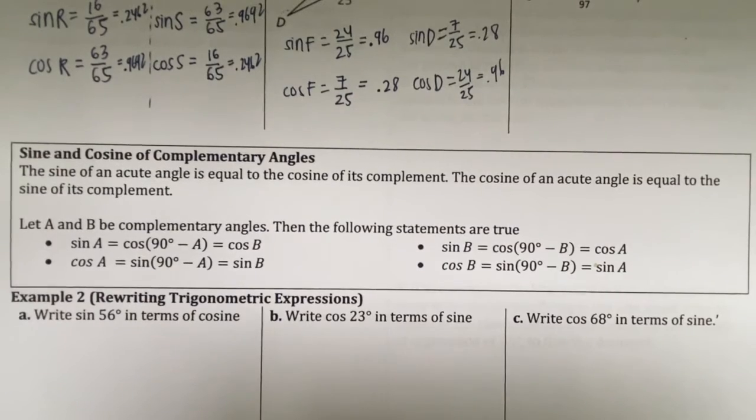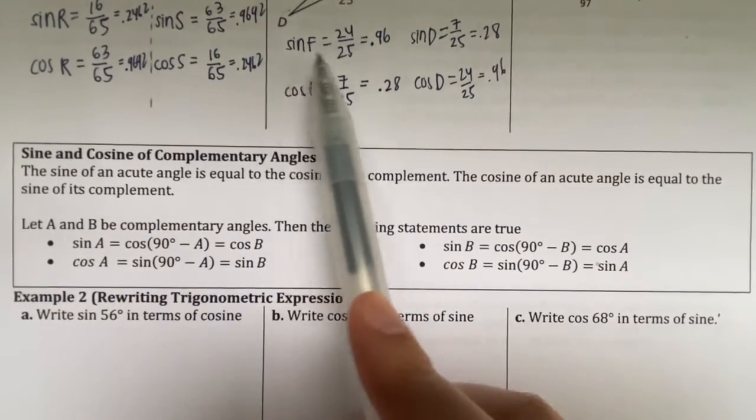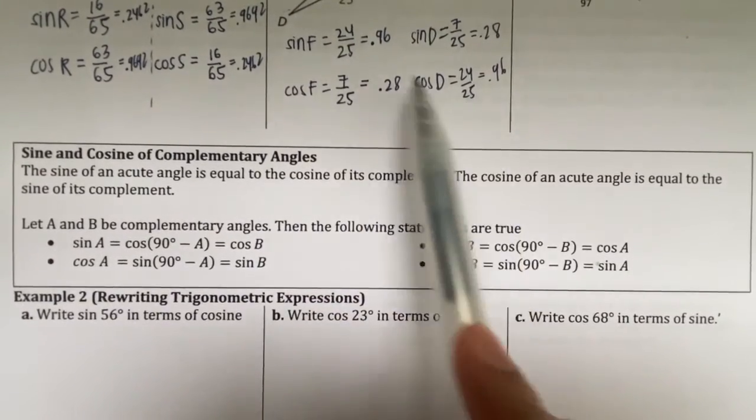So we noticed that for the acute angles of the right triangle, the sine and cosine values will switch. So we see that over here. Sine of angle F and cosine of angle D have the same ratio.